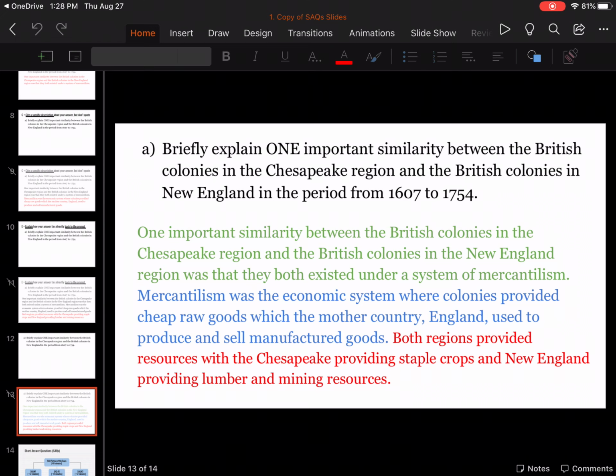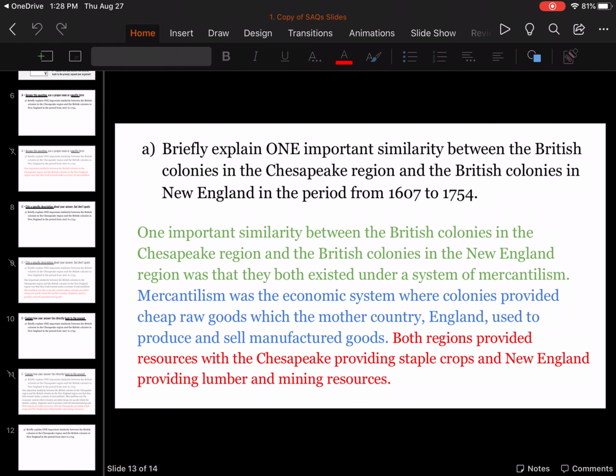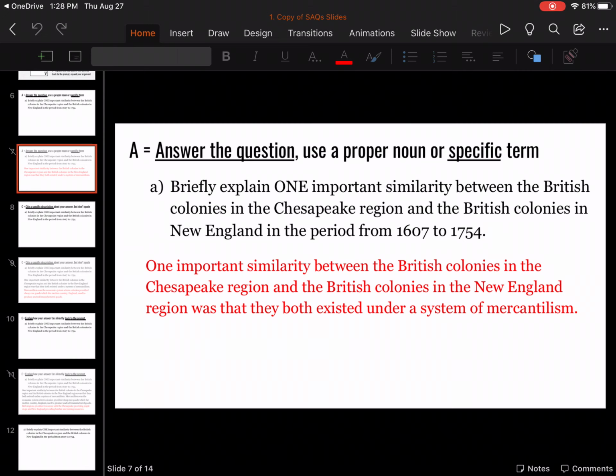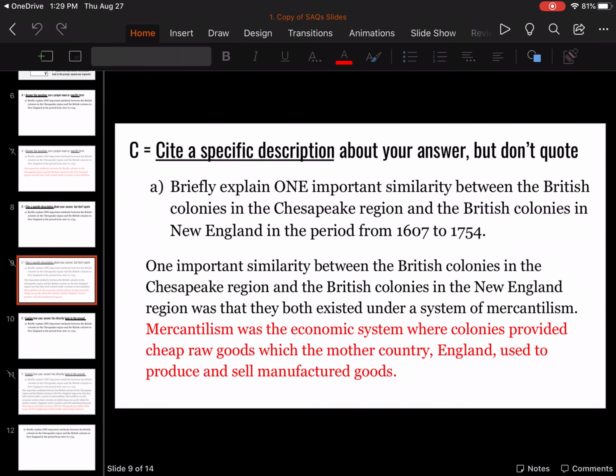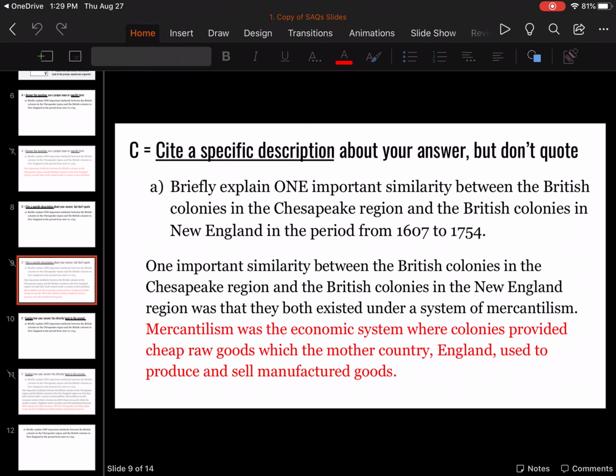So this is the ACE form that I want you to follow. I'm going to show it here after I went through it all together. I just want to, again, go back through here. Answer the question, use a proper noun. That's what they did. Restated the question, used mercantilism. Came down here, citing a specific description about the answer without quoting. Sorry about that, moved away from it. Here, explaining then what mercantilism is.